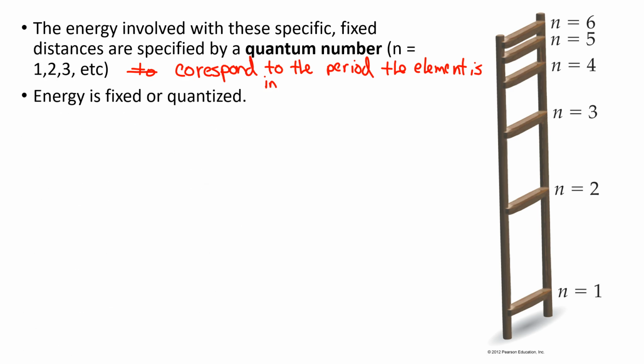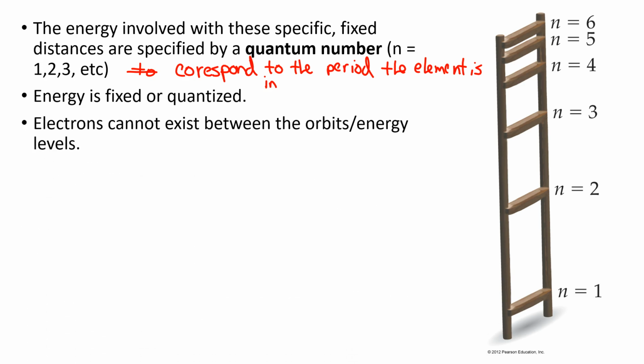So the energy is fixed, or quantized, for the electrons in each level. Electrons cannot exist between the orbits, only in the orbits or only in the levels as we're going through it. So what I want you to do is maybe not so much think of it as a solar system type model anymore, but instead think of it as regions where the electrons are possibly at.